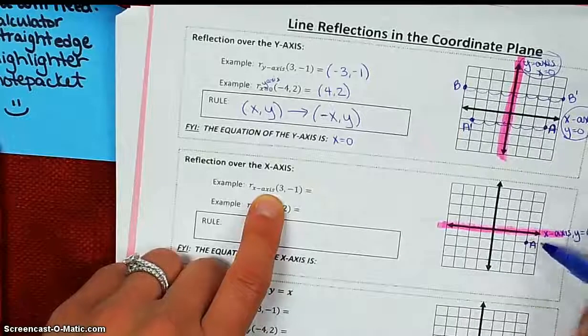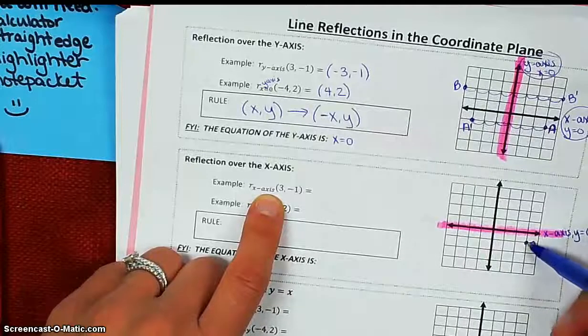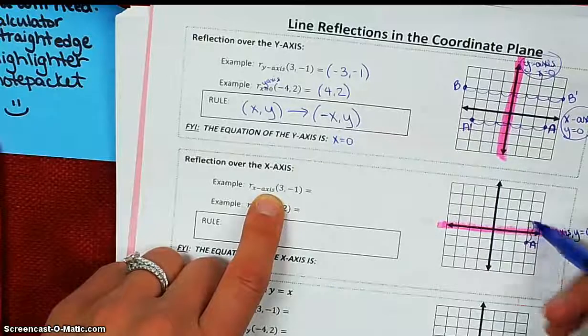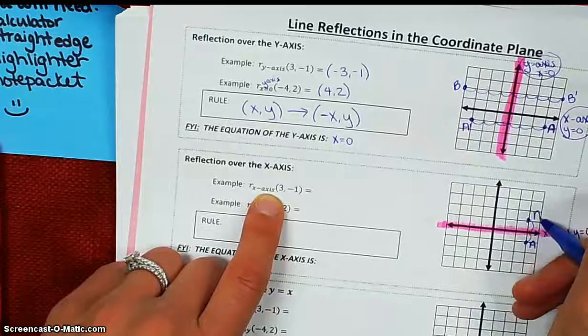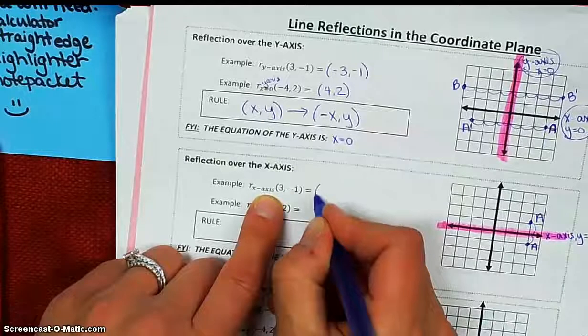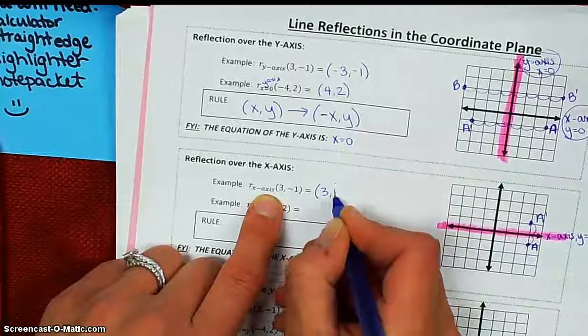So now I'm going to count. I need to make sure I'm the same distance. So if I'm below the line, I need to go to above the line. I'm 1 away, so I have to go 1 away on the other side. Here is A prime, and it's becoming the point (3, 1).